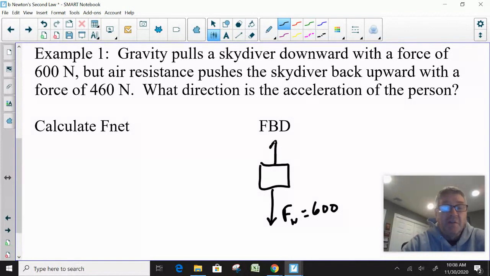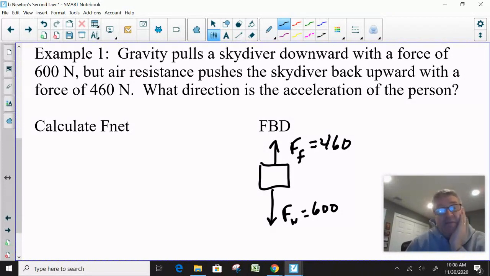So I'm going to draw that vector a little shorter. They don't have to be exactly scaled, but you should get in the habit of drawing them approximately correct. I'm going to call this friction, so I'll call it F sub F, and that equals 460. Eventually we'll learn how to calculate F sub F, but for now, we're just going to give you the value.